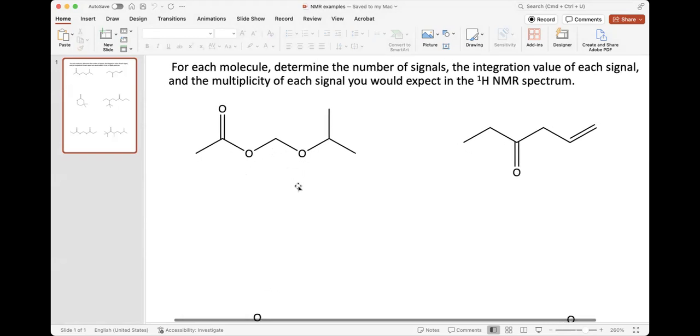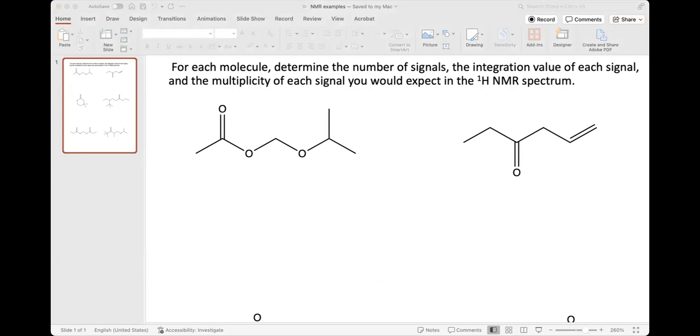And if you want, this is posted on D2L, as are the keys. So you can be checking your answers if you don't want to wait for me as well. But for the one on the top left, how many signals would we expect there to be in the proton NMR for that molecule? 4. Yeah, I like 4 signals as well.